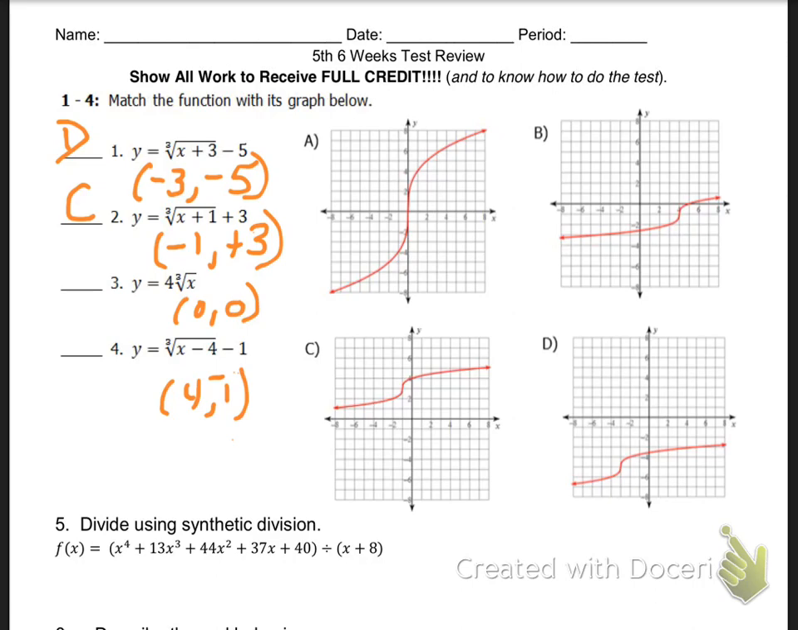For one thing, you see how it's stretched? This 4 here means it has a vertical stretch. That is A, and then 4 has to be B. All right? I hope you thought that was easy.